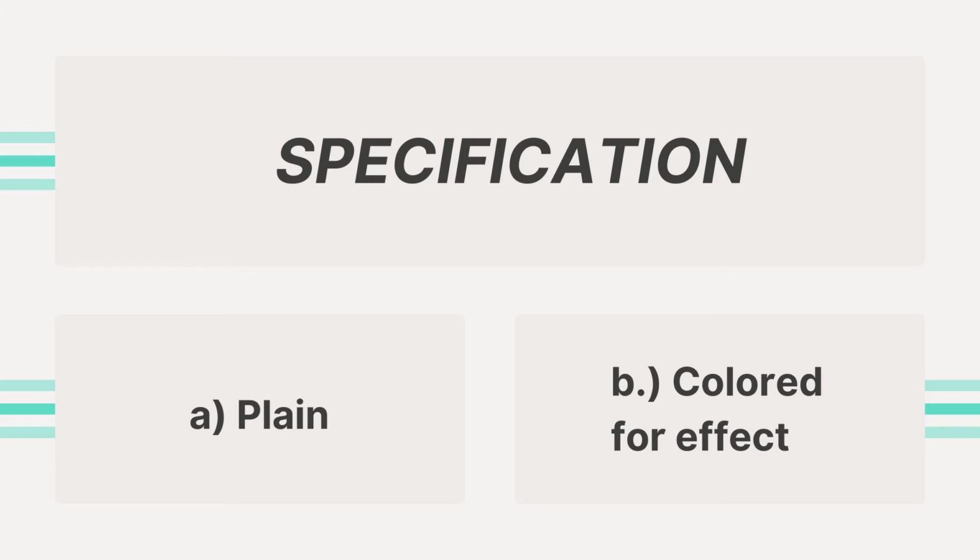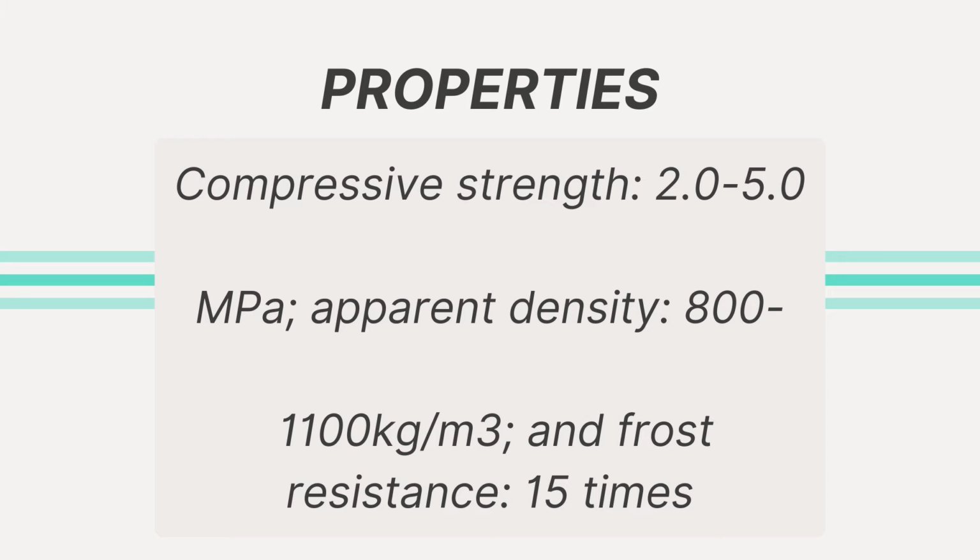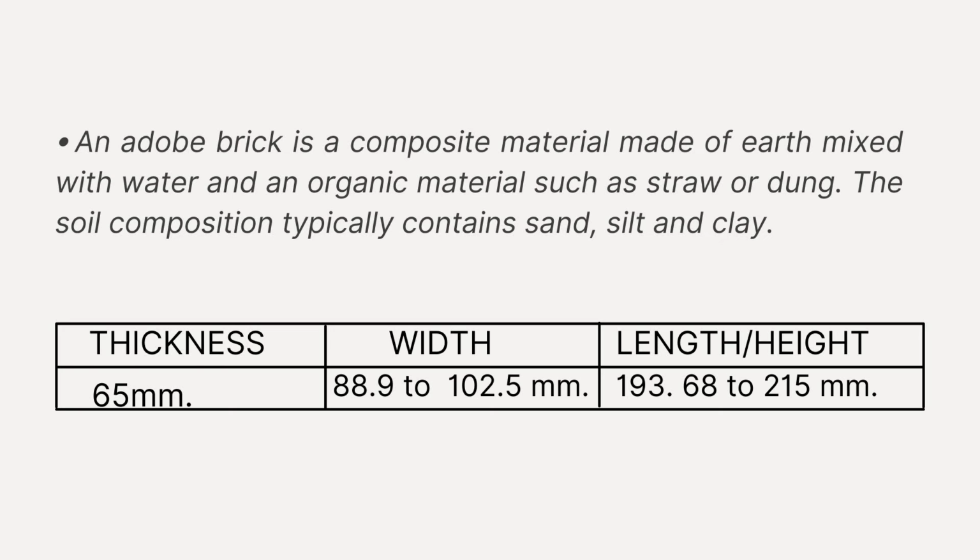Specifications available for this finish can be plain or it can be colored for effect. The properties of this finish are compressive strength of 2.0 to 5.0 megapascal. Apparent density is 800 to 1,100 kilograms per cubic meter, and frost resistance is 15 times.